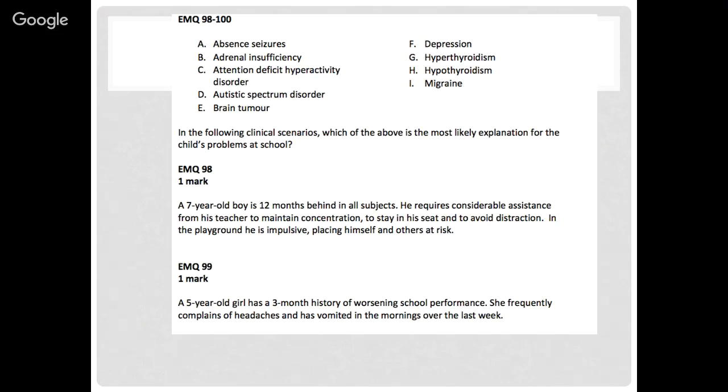It's not an episodic problem because with migraines, there shouldn't really be too much school performance problems unless she can't go to school because she has so much headache. But complaints of headaches and symptoms worse in the morning, progressively worsening neurology. This is very, very classic of a brain tumor. Is everyone happy with that?